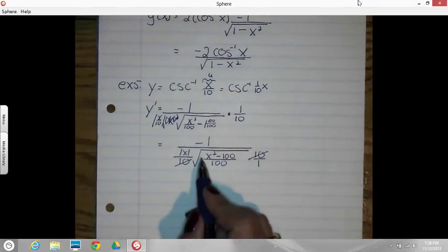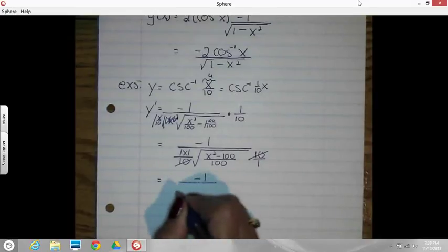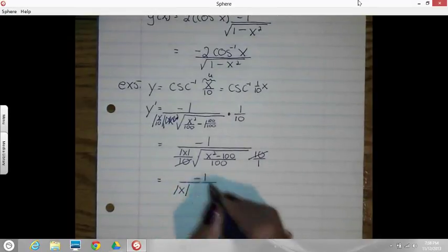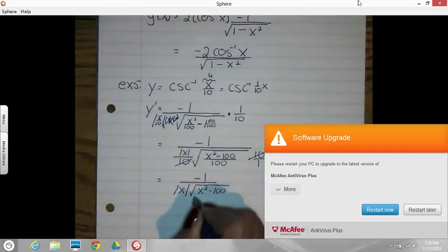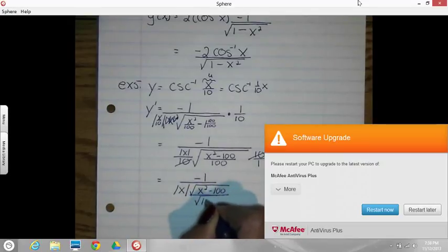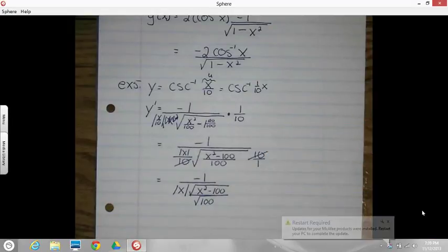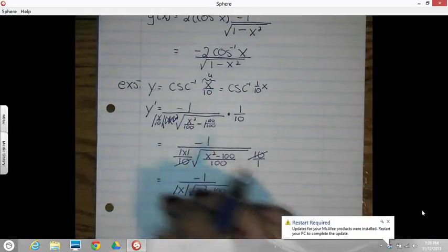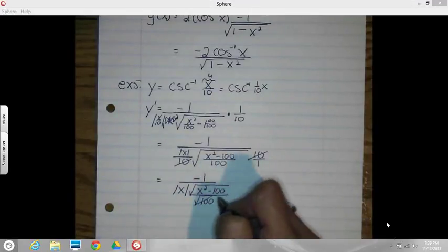Here I can now take the square root of the top and bottom separately. So -1 over absolute value of x. I'll have the square root of x squared minus 100 all over square root of 100. Square root of 100 is actually just a 10. Hold on, let me get rid of that stuff on my computer. So this I can just rewrite as a 10.